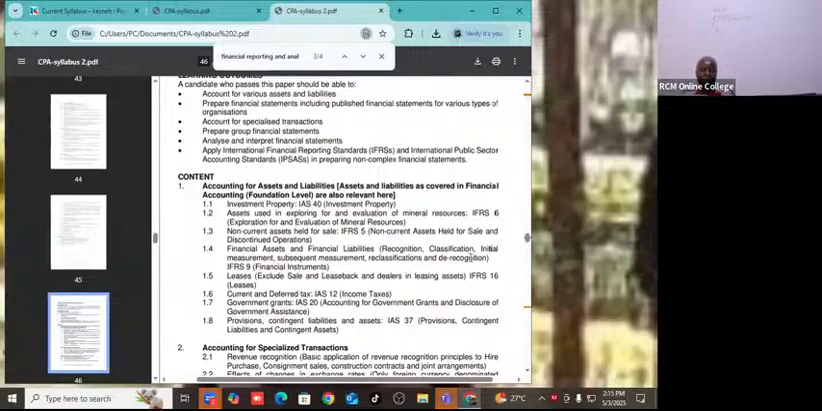The recognition uses IFRS 9. This question was tested last semester. This area was tested last semester. They wanted us to discuss these IFRS 9 derivatives in terms of initial recognition. Then we have IFRS 16. Very important, ladies and gentlemen.